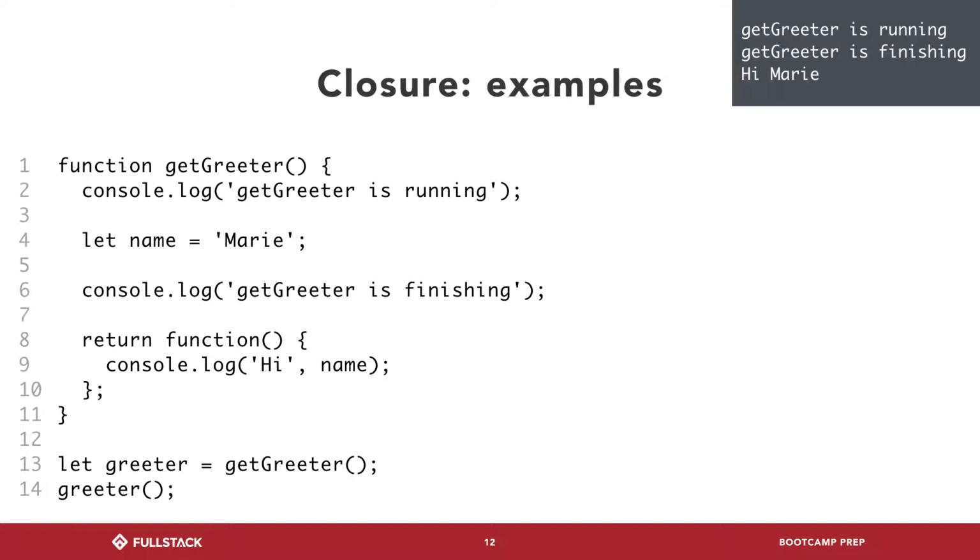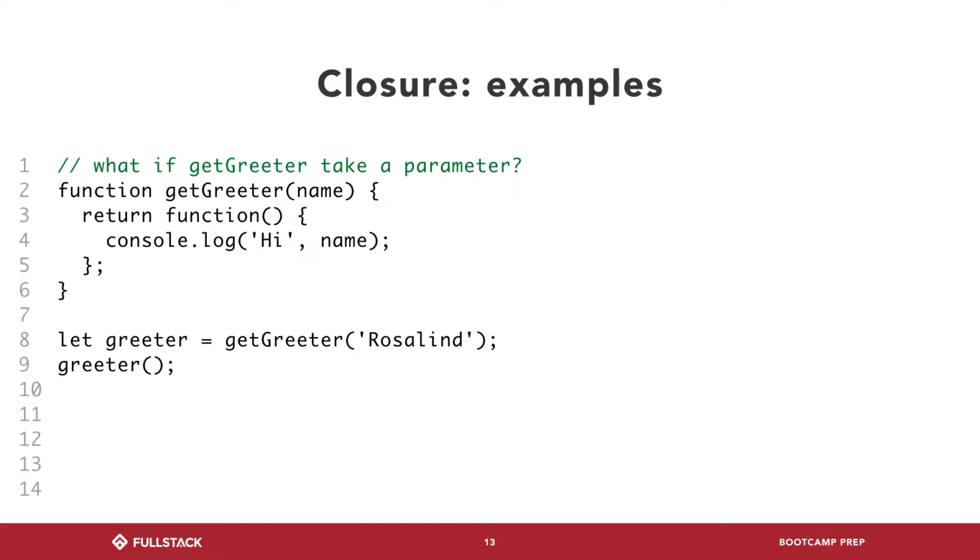So it's by invoking the function that you get the returned function. By invoking getGreeter, we have access to this anonymous function. By invoking this anonymous function, we have access to hi Marie. Yeah. Okay.